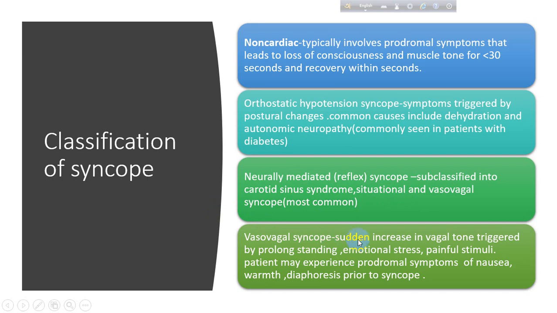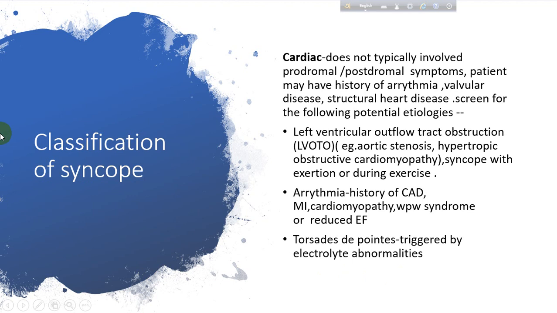Now, vasovagal syncope is a sudden increase in vagal tone triggered by prolonged strain, emotional stress, painful stimuli. The patient may experience prodromal symptoms of nausea, warmth, diaphoresis prior to syncope. Now, classification again. Cardiac syncope does not typically involve prodromal or postdromal symptoms. The patient may have a history of arrhythmia, valvular disease, structural heart disease.